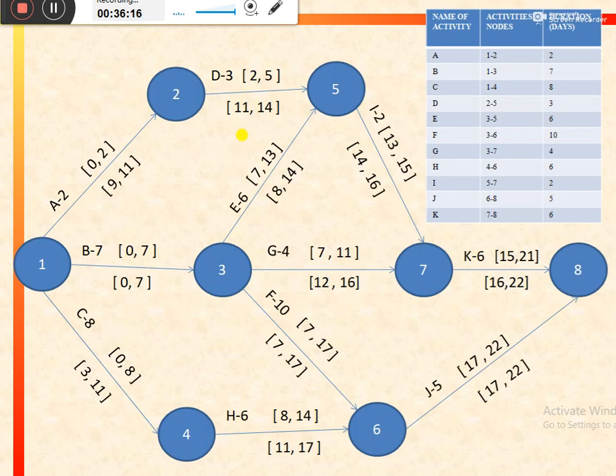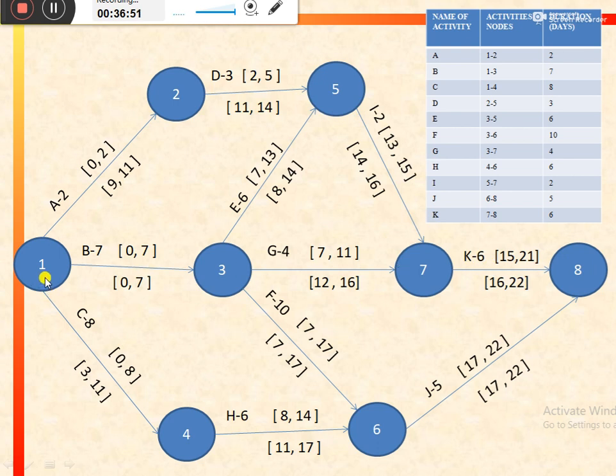So we have this network with us after calculating all the earliest and latest times of the activities. Now one by one we would consider all the possible paths in this network, calculate their durations, and select the one with maximum duration. For the first path, that starts from 1 and goes to 2, 5, 7, 8, the duration would be equal to 2 days plus 3 days, 5, plus 2, 7, plus 6, 13 days.